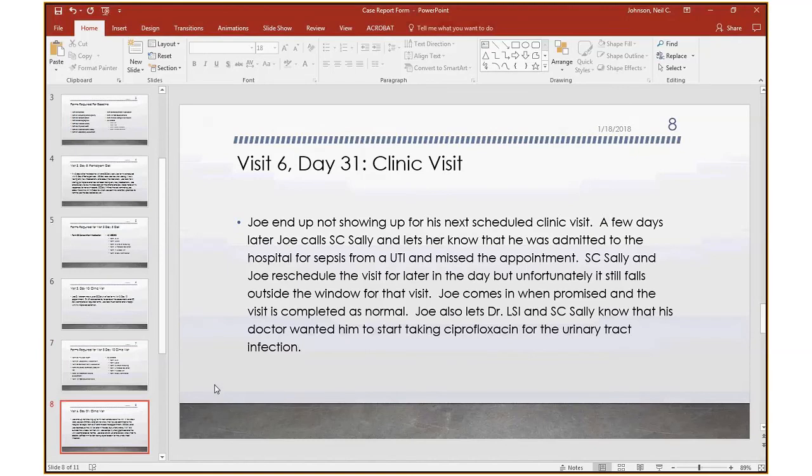Next is visit 6, day 31 clinic visit. Obviously, they've had calls in between this. Joe ended up not showing up for his next scheduled clinic visit. A few days later, Joe calls site coordinator Sally and lets her know that he was admitted to the hospital for sepsis from a UTI and missed the appointment. Site coordinator Sally and Joe rescheduled the visit to later in the day, but unfortunately it still falls outside the window for that visit. Joe comes in when promised, and the visit is completed as normal. Joe also lets Dr. LSI and site coordinator Sally know that his doctor wanted him to start taking ciprofloxacin for the urinary tract infection.